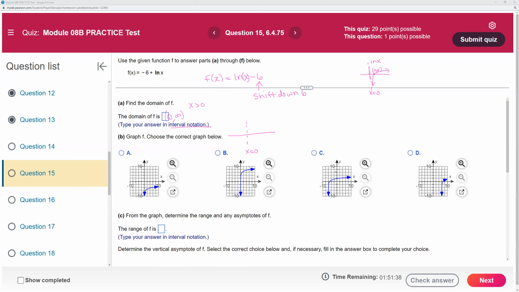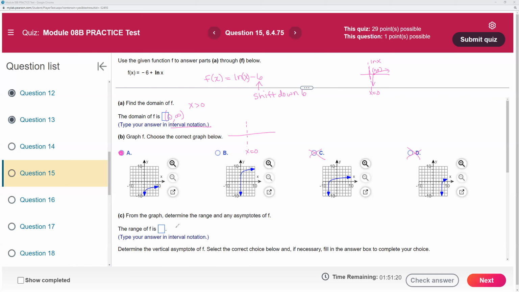So this set of choices here, we don't want this one because that's beyond our x equals 0. This one's also shifted to the right too far. It should be closer to the x equals 0. So it's either A or B. This one looks like they shifted up 6. This one looks like they shifted down 6. So since we have down 6, we're going to go with A.